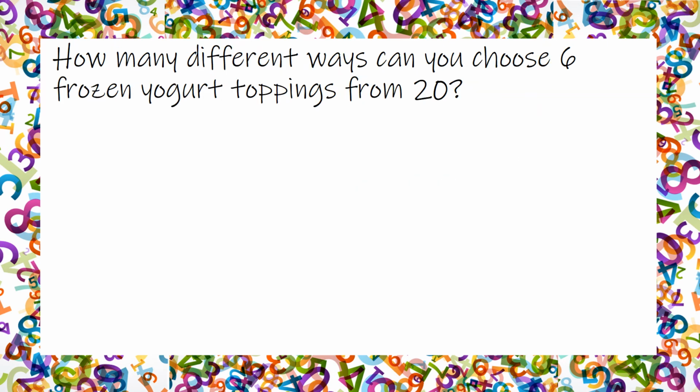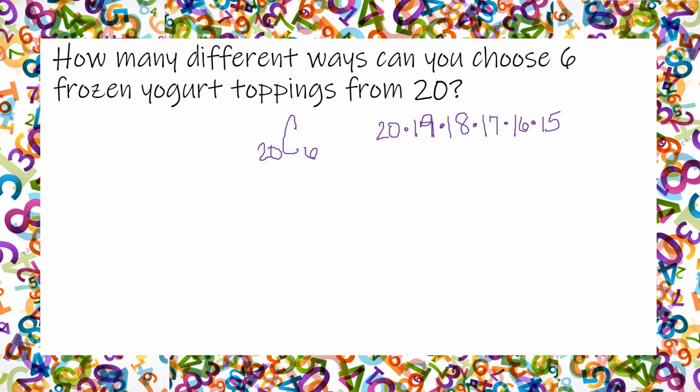How many different ways can you choose frozen yogurt toppings from 20? So 20 frozen yogurt toppings in combinations of 6. Order does not matter because they're going to be sprinkled all over your yogurt. You're going to say 20, and you're going to count down 6. 20 times 19 times 18 times 17 times 16 times 15.